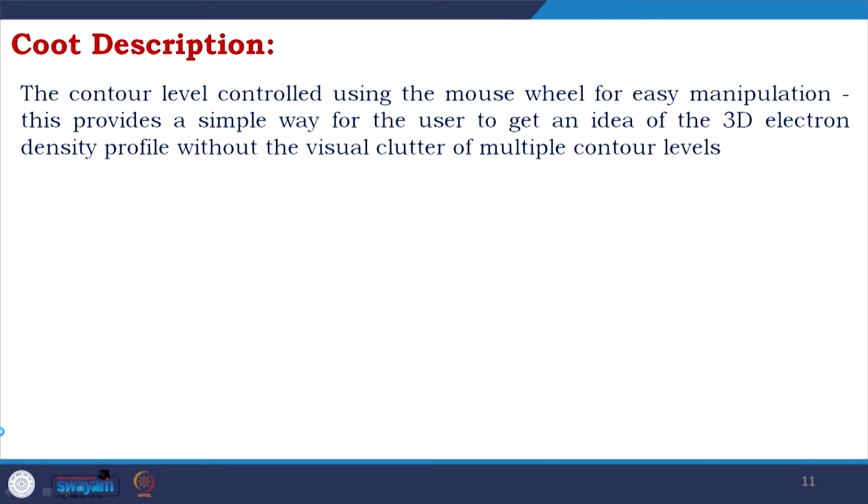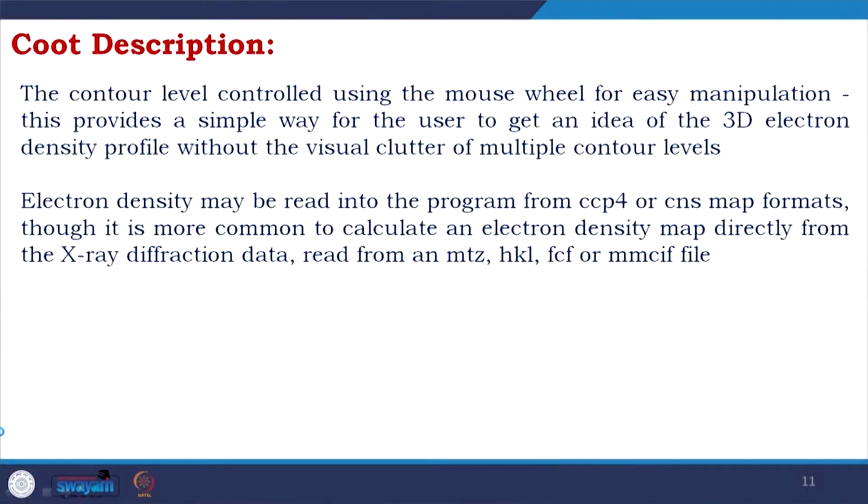This provides a simple way for the user to get an idea of the 3D electron density profile without the visual clutter of multiple contour levels. So, you just rotate the mouse and you will see where the electron density is high and where it is low, and all these ideas could be developed. Electron density may be read into the program from CCP4 or CNS map formats, though it is more common to calculate an electron density map directly from X-ray diffraction data read from an MTZ, HKL, FCF or mmCIF file.